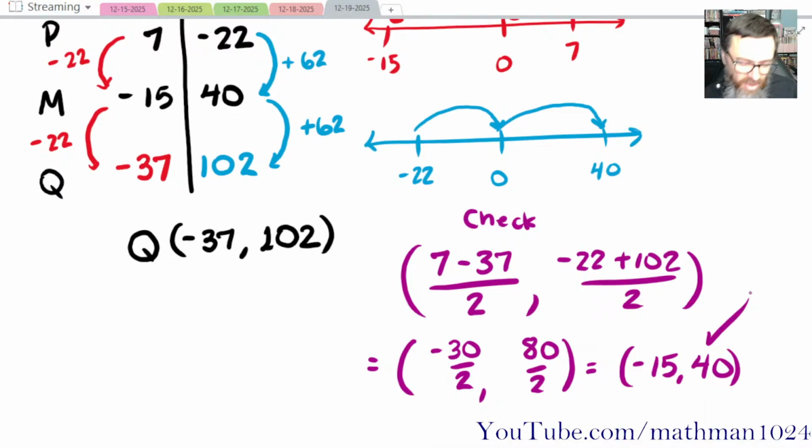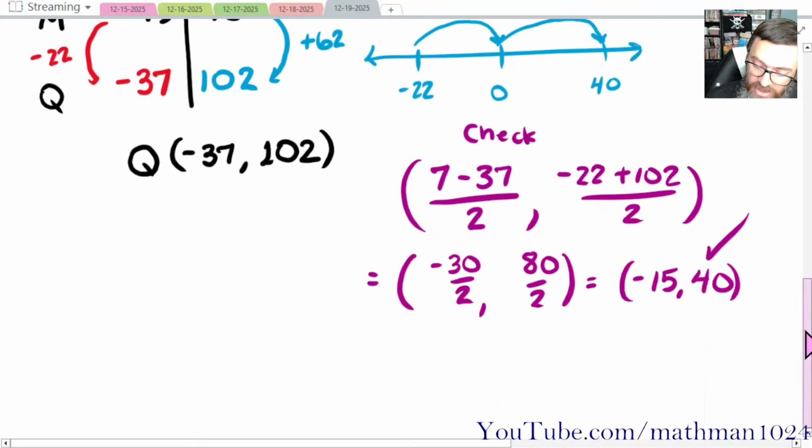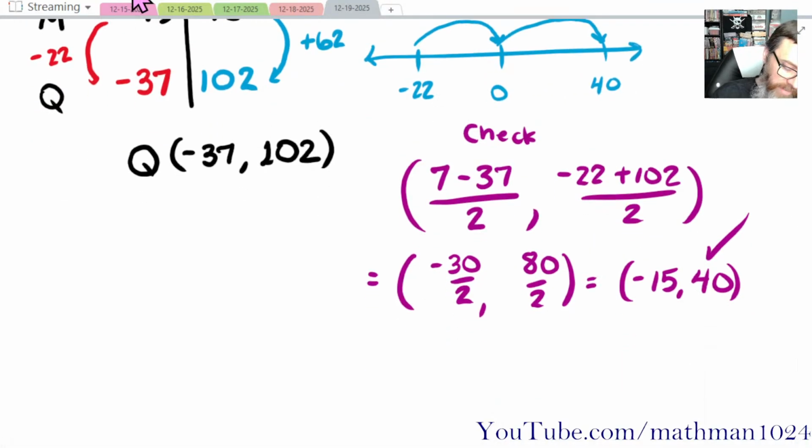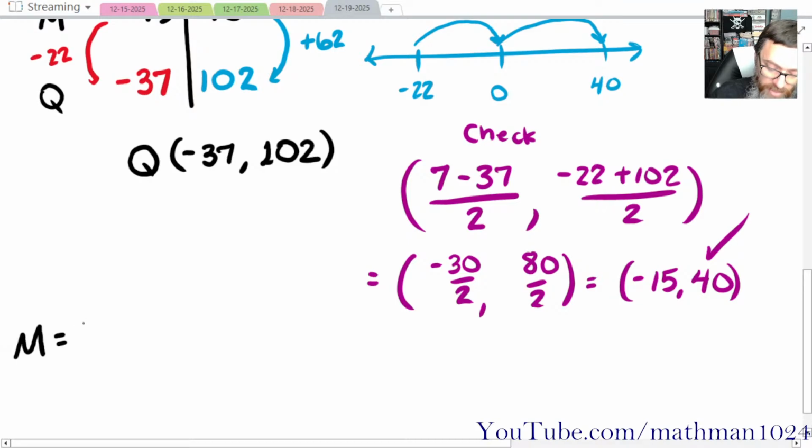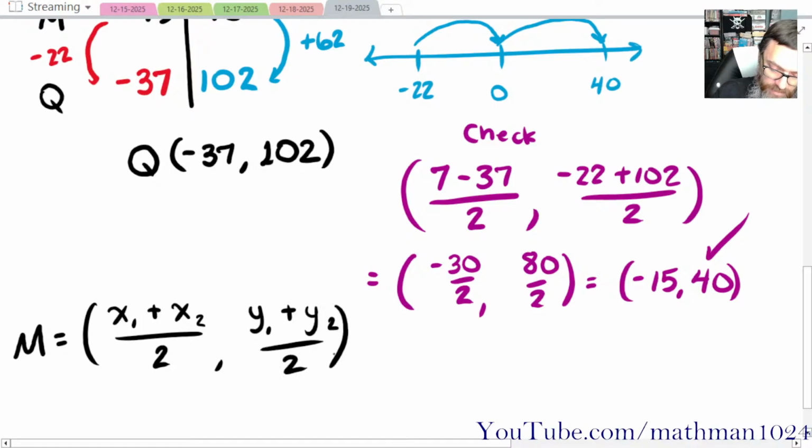So there's a longer way of doing this. I just don't really want to get into that right now. Shoot, you know what? Let's just do it. Why not? Okay, so the longer way is to actually use that midpoint formula. So the midpoint formula, as we've said before, is x1 plus x2 over 2 and y1 plus y2 over 2.